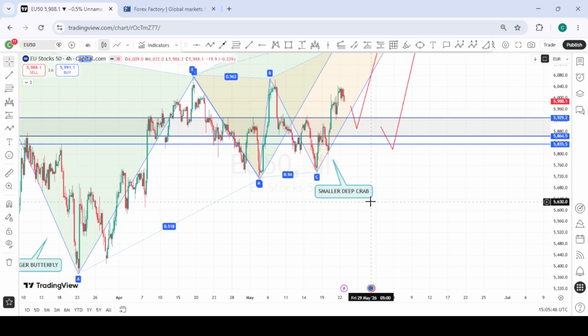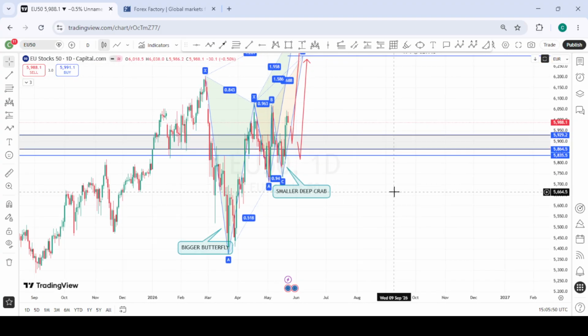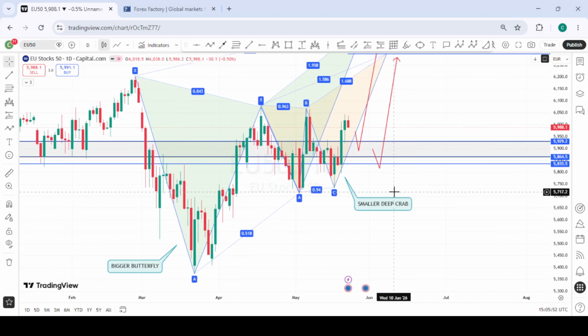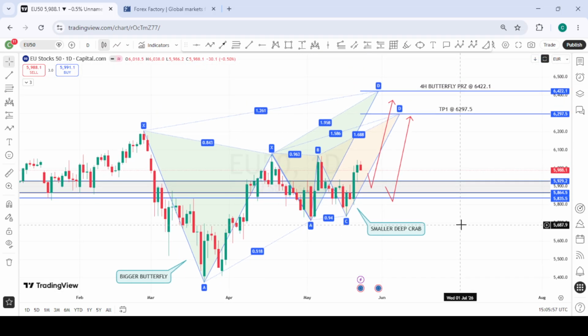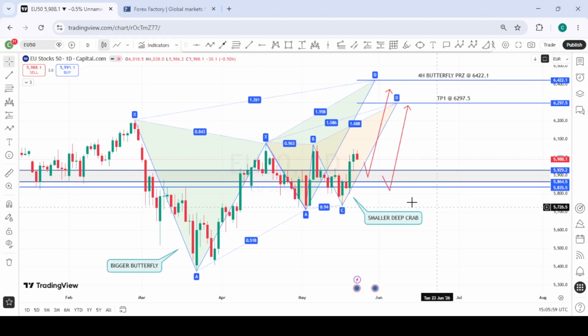This is STOXX 50, and for STOXX 50, we took a loss on this index. We'll look at that in the recap. So going into next week, we have these nice harmonic patterns that are developing. We have a bigger butterfly pattern which is forming right here, and within the butterfly pattern, we also have a deep crab pattern also developing within it.